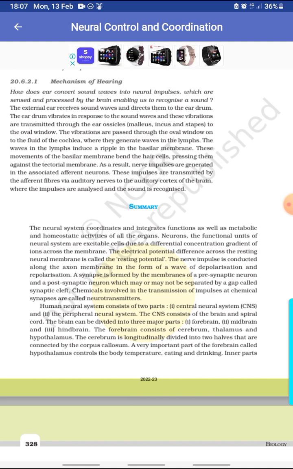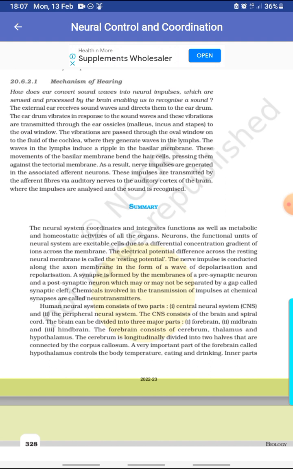A synapse is formed by the membranes of a presynaptic neuron and a postsynaptic neuron, which may or may not be separated by a gap called the synaptic cleft. Chemicals involved in the transmission of impulses at chemical synapses are called neurotransmitters. The human neural system consists of two parts, the central neural system or CNS and the peripheral neural system. The CNS consists of the brain and the spinal cord.